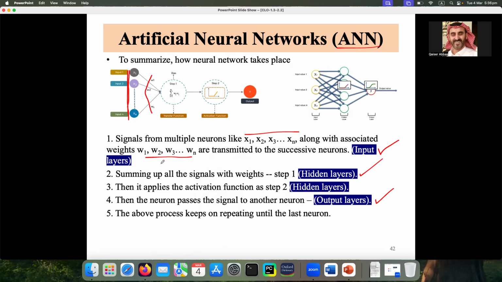So the other story is the same. An input will come, you will have the weights, you have to multiply, then you have to sum, then you have to apply the activation function, and you are still in the hidden layers. And then you will get the output layer. In this way, this process will go on until you reach the last neuron. The output of one neuron will become the input of the other neuron, if you have multiple neurons.